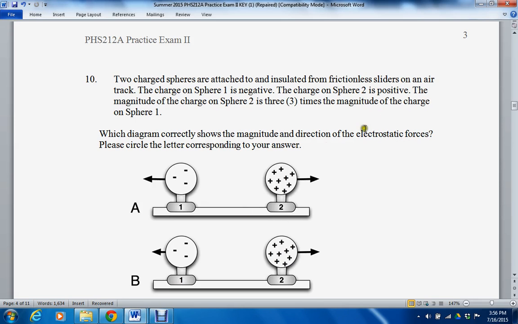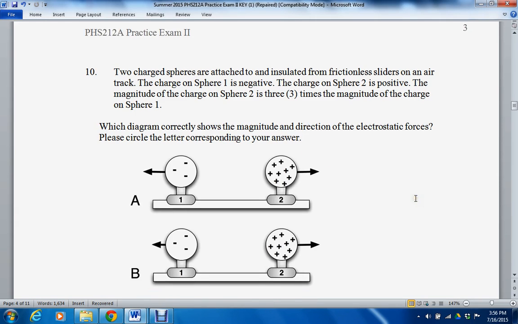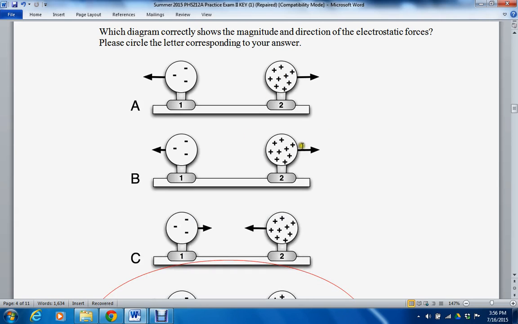Which of these diagrams will give us the answer? Alright, so one thing you can look at is the magnitude of the forces. The length of these arrows is the magnitude of the forces. And the electrostatic force equals KQ1Q2 over R squared. It doesn't have a separate value for each sphere, each participant in that. The electrostatic force exists because both particles are there, and it's the same force acting between the two of them.